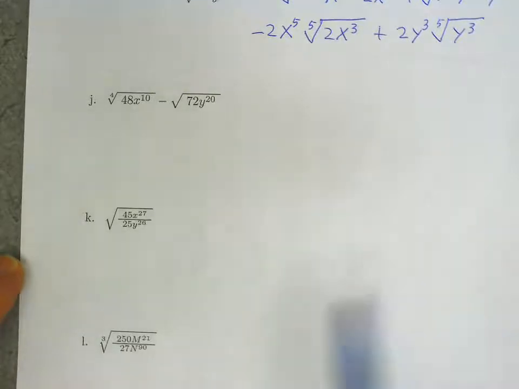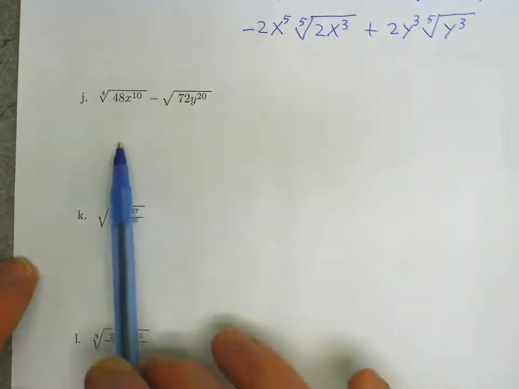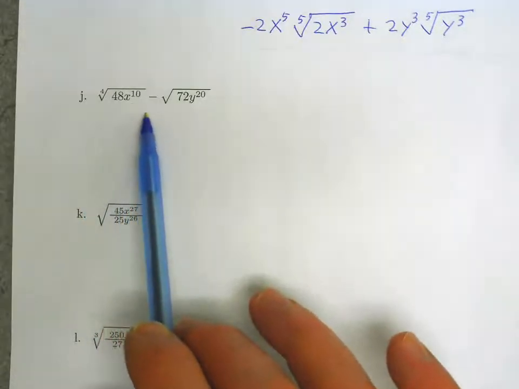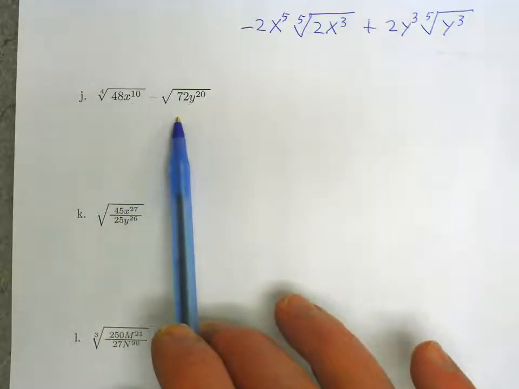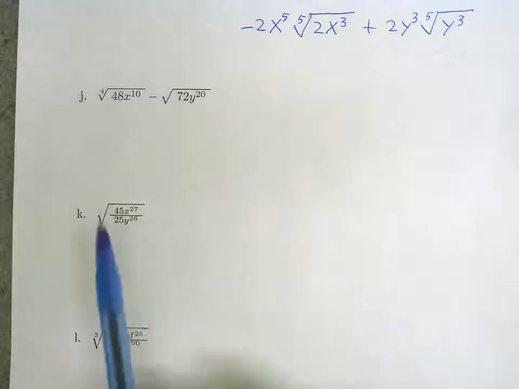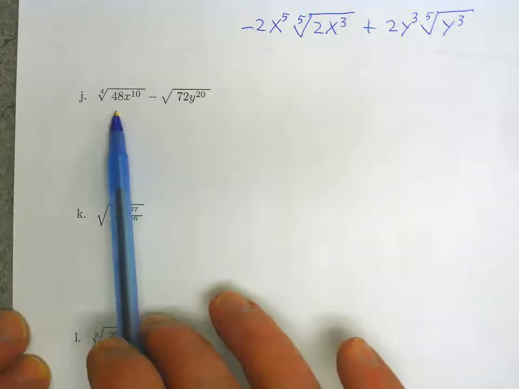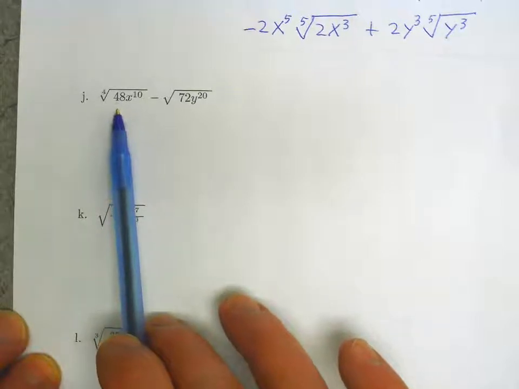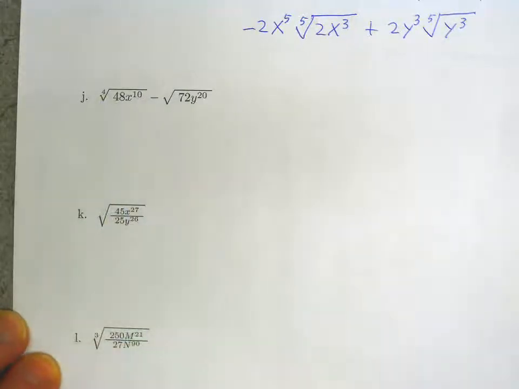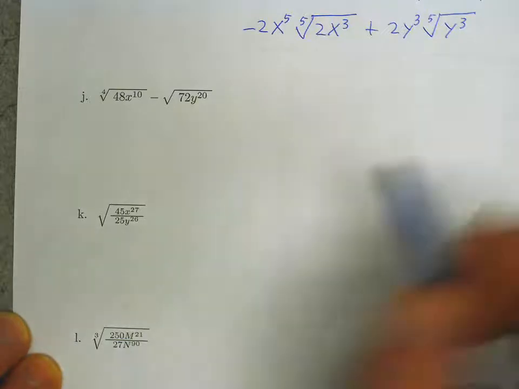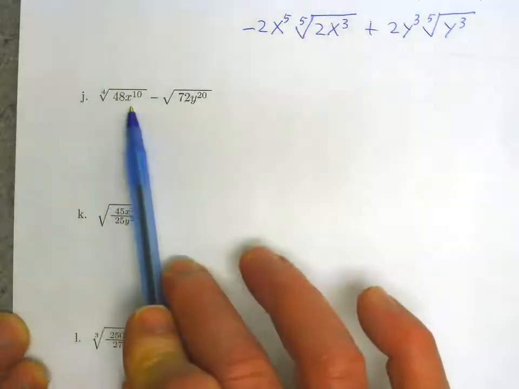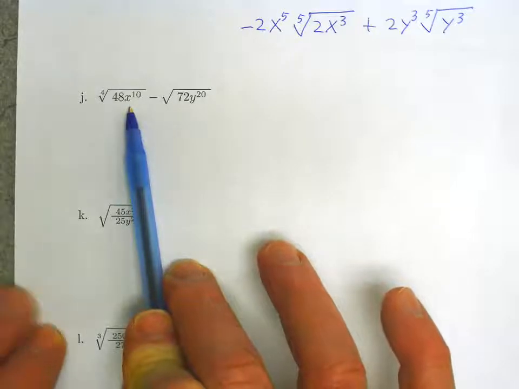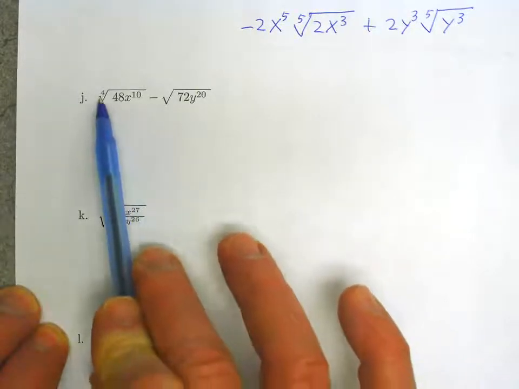Okay, on this one, simplify the fourth root of 48x to the 10th minus the square root of 72y to the 20th. The largest factor of 48 that's a perfect fourth power is 16. 16 is 2 to the fourth. The largest factor of x to the 10th that's a perfect fourth power is x to the 8th, because 8 is a multiple of 4.